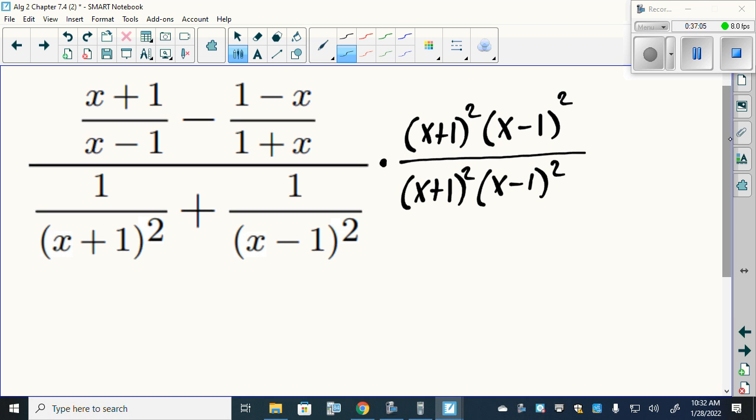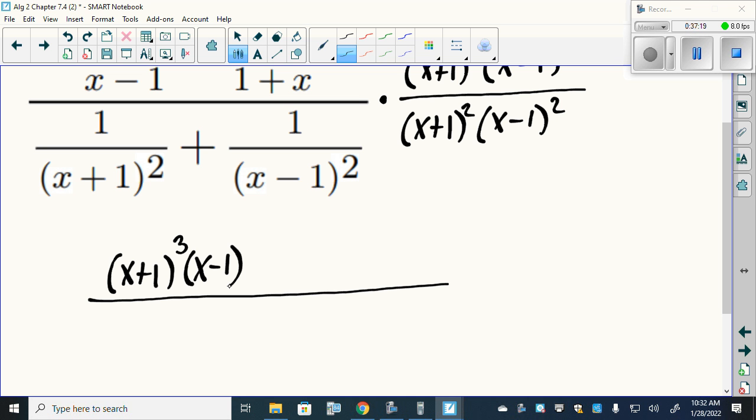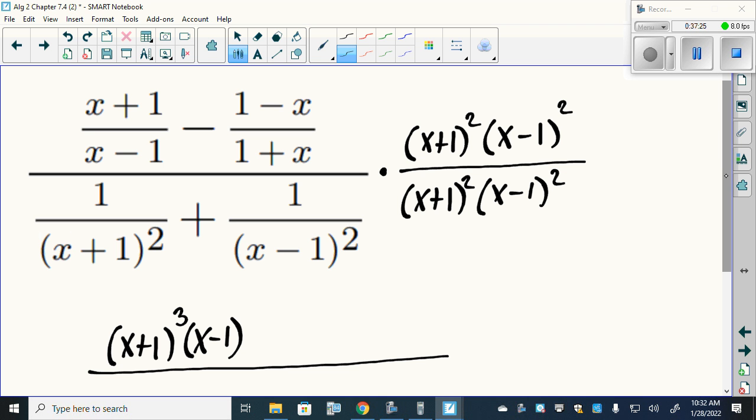So when we do this with the numerator, one of the x minus 1s for the first one will simplify, which will really leave us with x plus 1 cubed times x minus 1. And for the other one, well, this here, 1 minus x, is actually the same as negative x minus 1, because I'll pull the negative out. And actually this negative and negative make a positive. So we actually have plus x minus 1 on top.